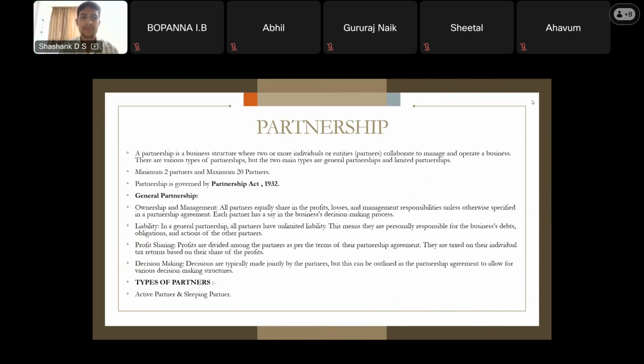In case of partnership, the minimum requirement is two members to form a partnership. The maximum number of members that can be part of a partnership is 20. So if you think you have a business model where not many members would be required to run the business, partnership would be ideal. But this is governed by the Partnership Act 1932.